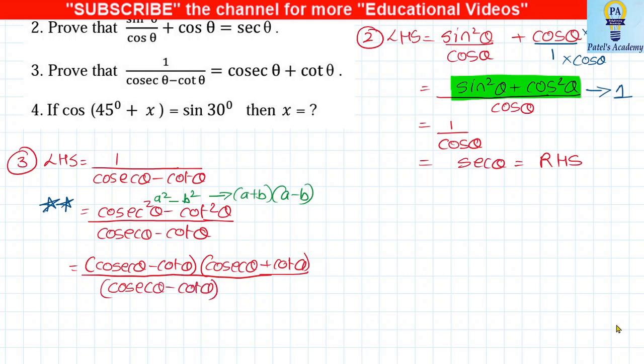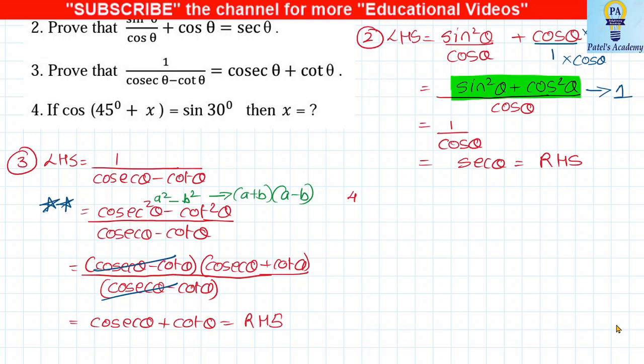Now what we see is cosec theta minus cot theta cancel. We are left with nothing but cosec theta plus cot theta. See, on the right hand side, that is what we want. That is equal to RHS. Students, you can pause the screen and understand the sum very carefully.